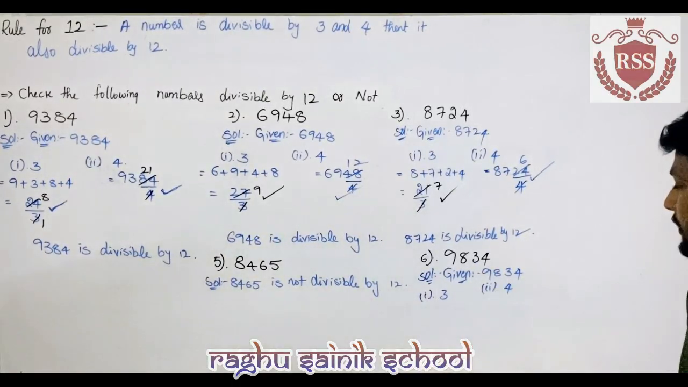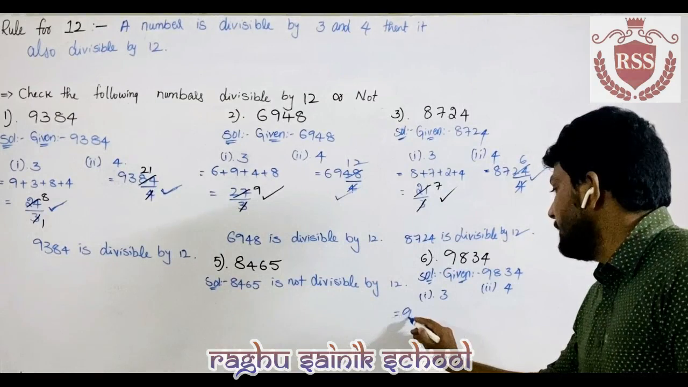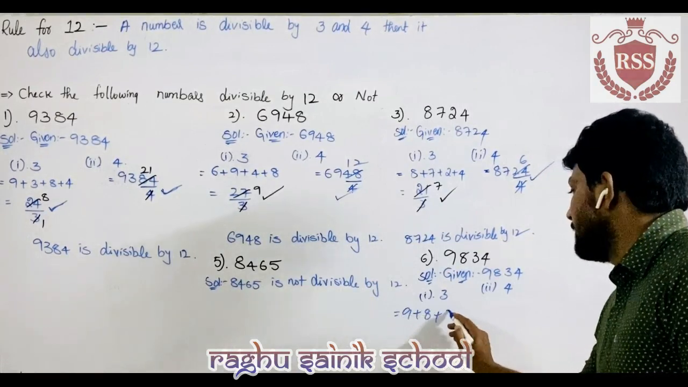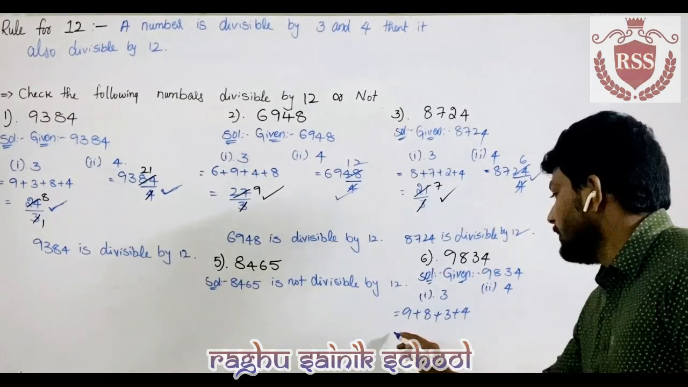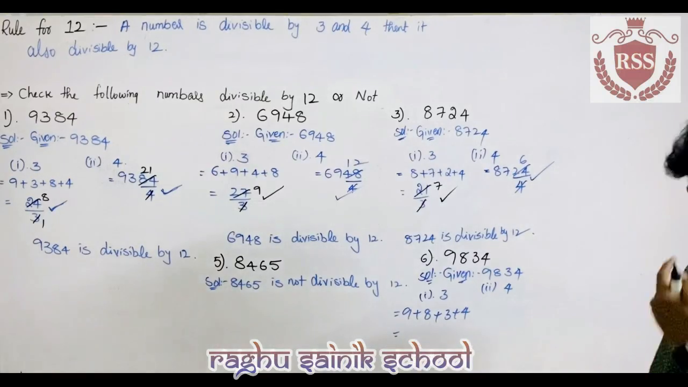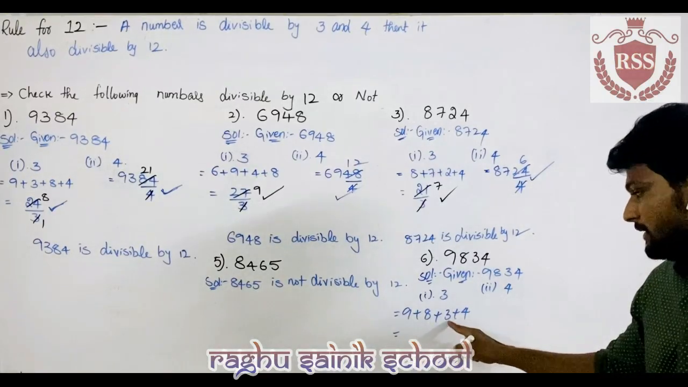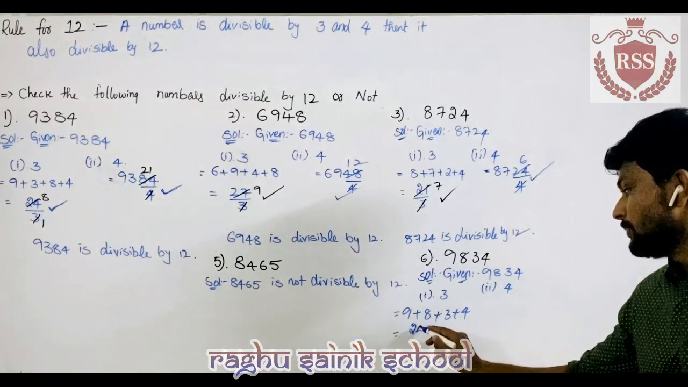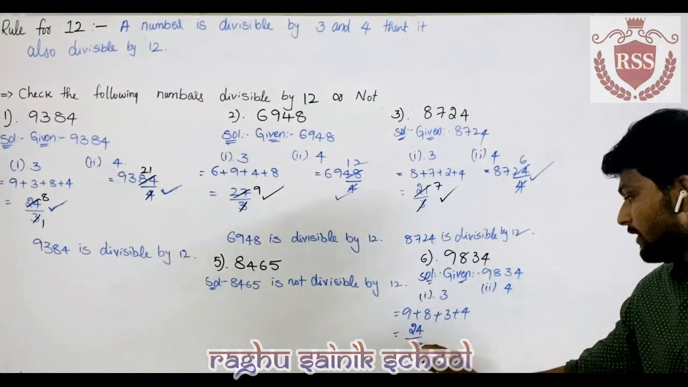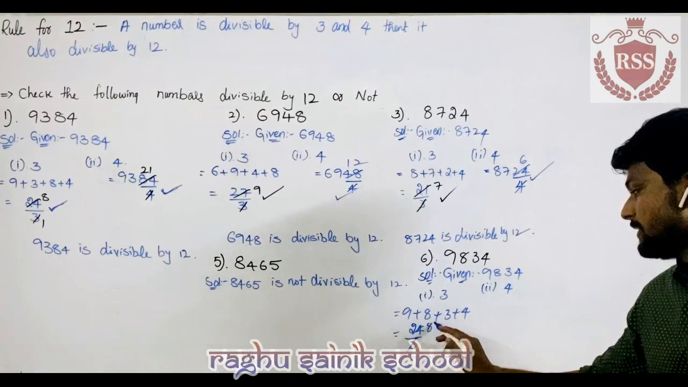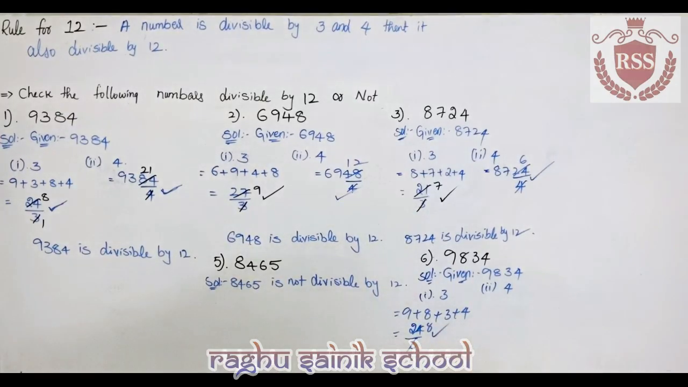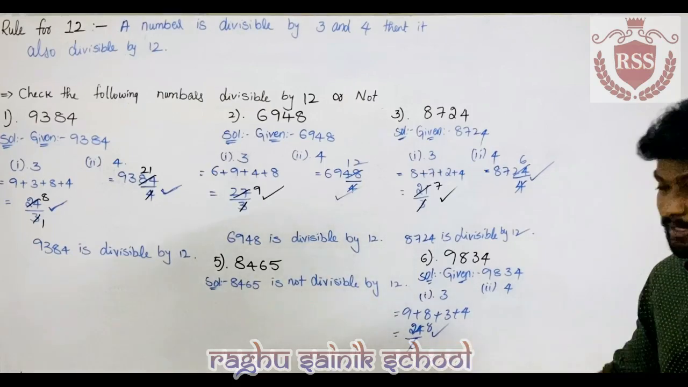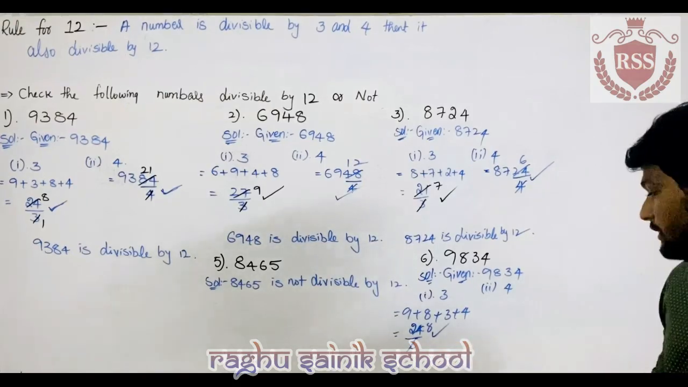What is the divisibility rule of 3? Sum of all the digits. 9 plus 8 plus 3 plus 4. What is the sum? 9 plus 8 is 17. 17 plus 3 is 20. 20 plus 4 is 24. Is 24 divisible by 3 or not? 3 eights are 24. As it is divisible by 3.